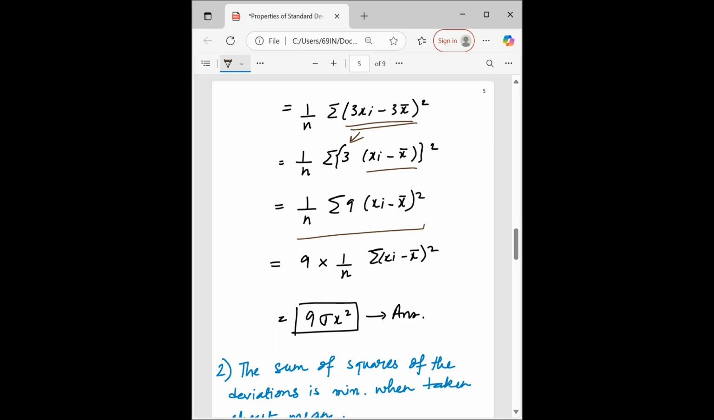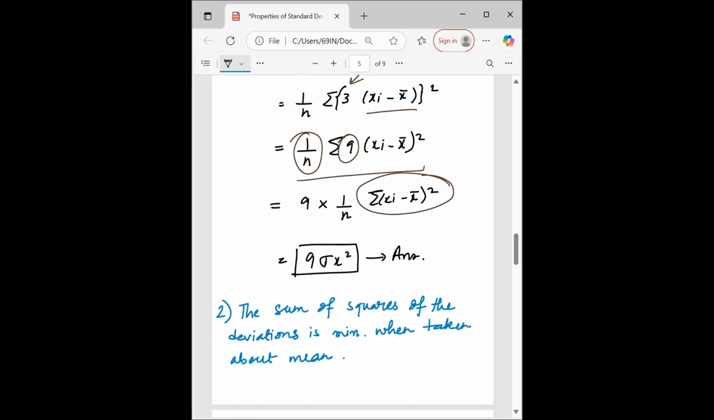Which is basically here. See, 1 by n is a constant, 9 is a constant, so we take that out and we have left summation xi minus x bar whole square. So, what is this? This part inside this bracket, that's the original variance, sigma x square. So, finally, we get 9 into sigma x square. The variance is multiplied by 9, which is 3 square. If you multiply your data by a, the variance gets multiplied by a square.